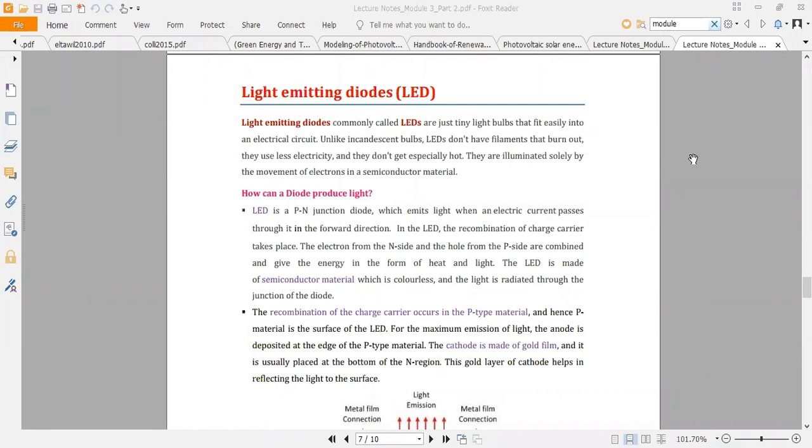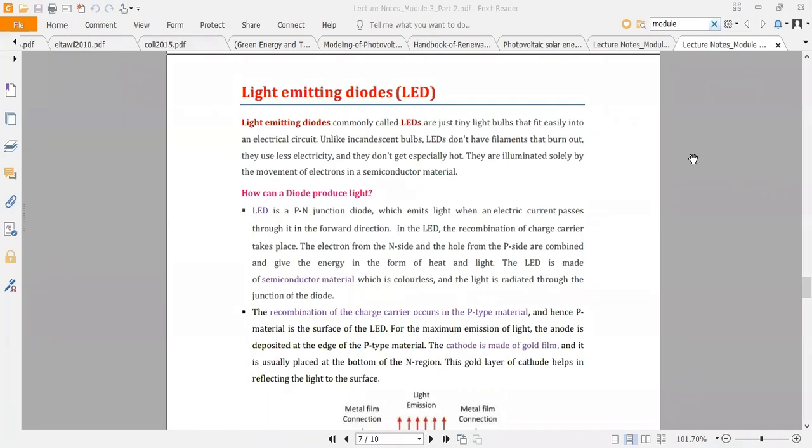And now another question will come: how can a diode produce light? Am I clear? Yes, sir. Is the question clear? Yes.